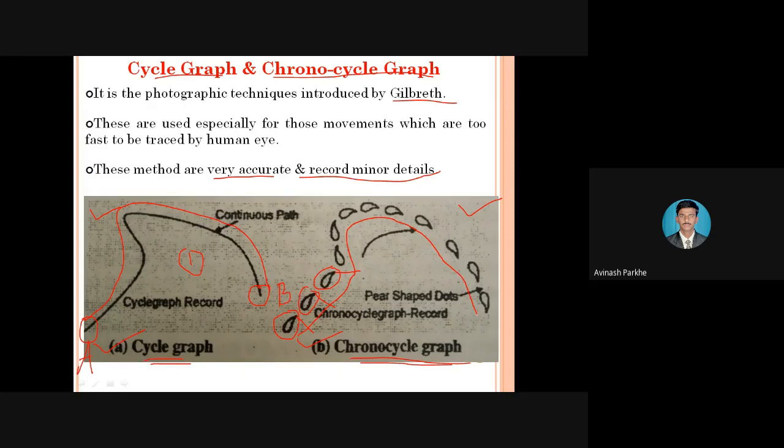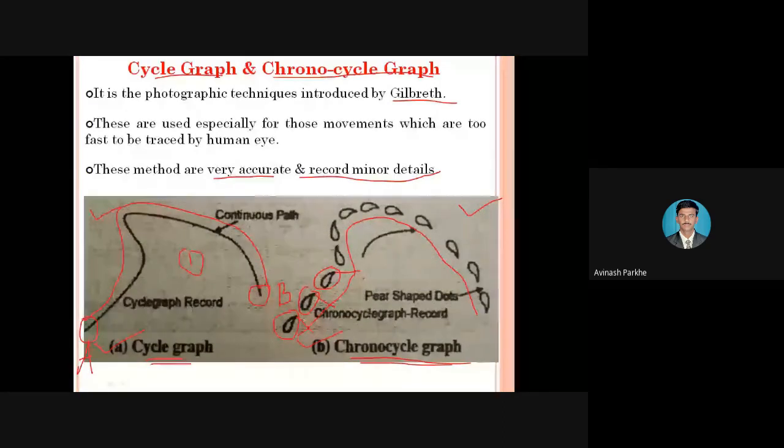So through the pointed end of the pear dots, we can easily identify in which direction the movements are taking place. That means you get one piece of information which is not available from the cyclegraph. In the cyclegraph, we don't have any idea whether it is moving from left to right or right to left, or from bottom to top or top to bottom. But from the pointed end of the pear-shaped dots, I can easily say that it is moving from the left direction to the right direction. Initially it moves in an upward direction. Along with the upward direction, it starts moving in the downward direction towards the right side. All the pointed ends are moving towards the right direction.